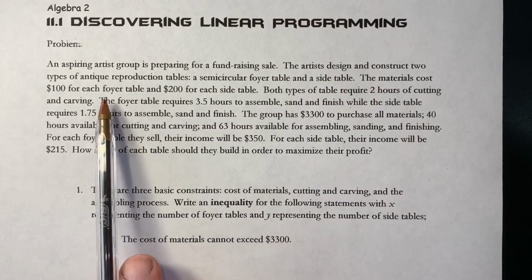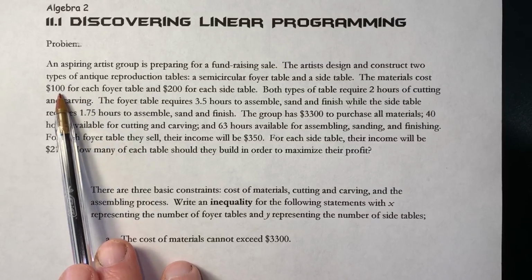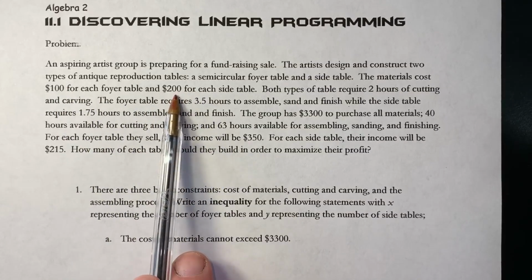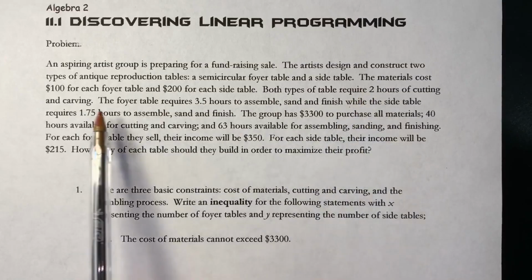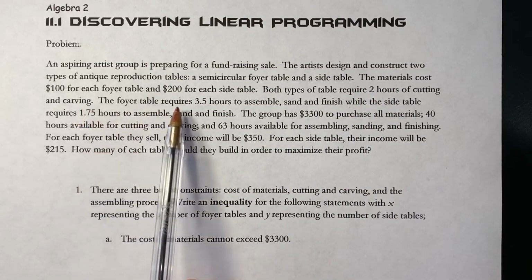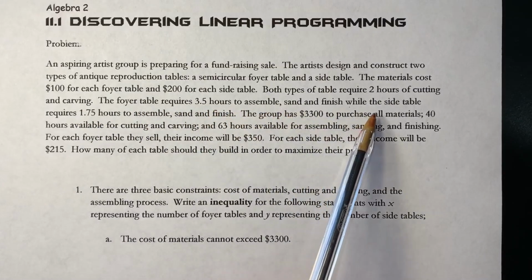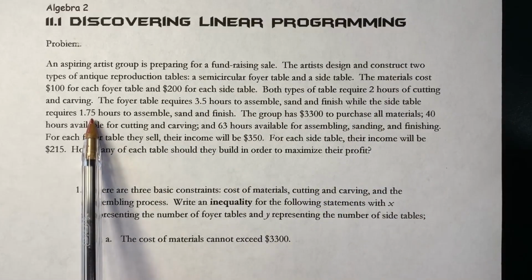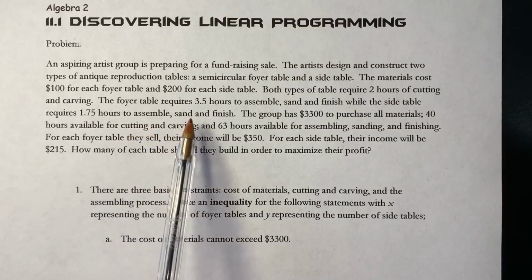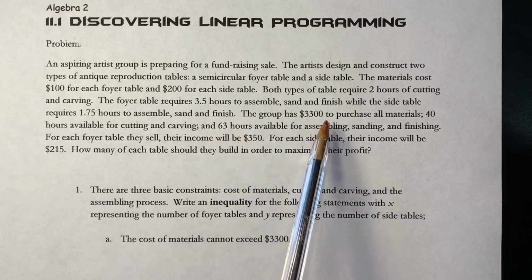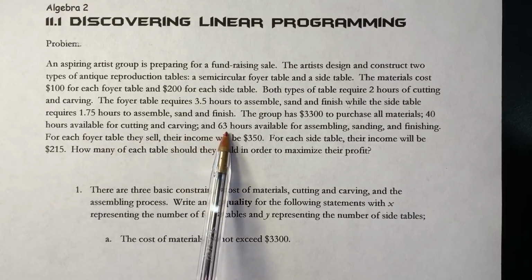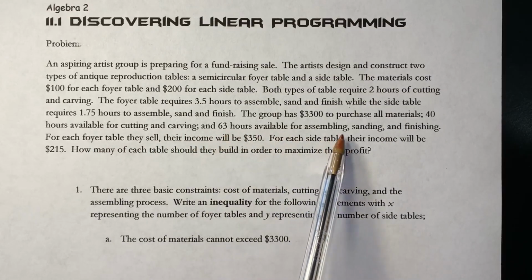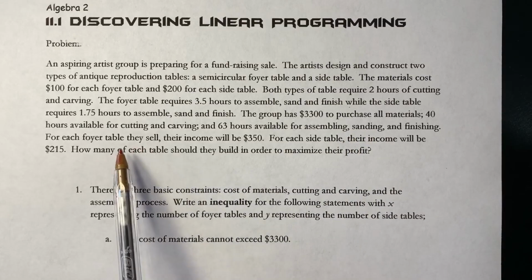For materials, foyer tables will cost $100 in materials. Side tables, $200. Both types of tables take 2 hours for cutting and carving. The foyer table takes 3 hours to assemble, sand, and finish. The side table takes 1.7 hours to assemble, sand, and finish. The group has $3,300 to purchase materials. They've got 40 hours available for cutting and carving, and 63 hours available for assembling, sanding, and finishing.